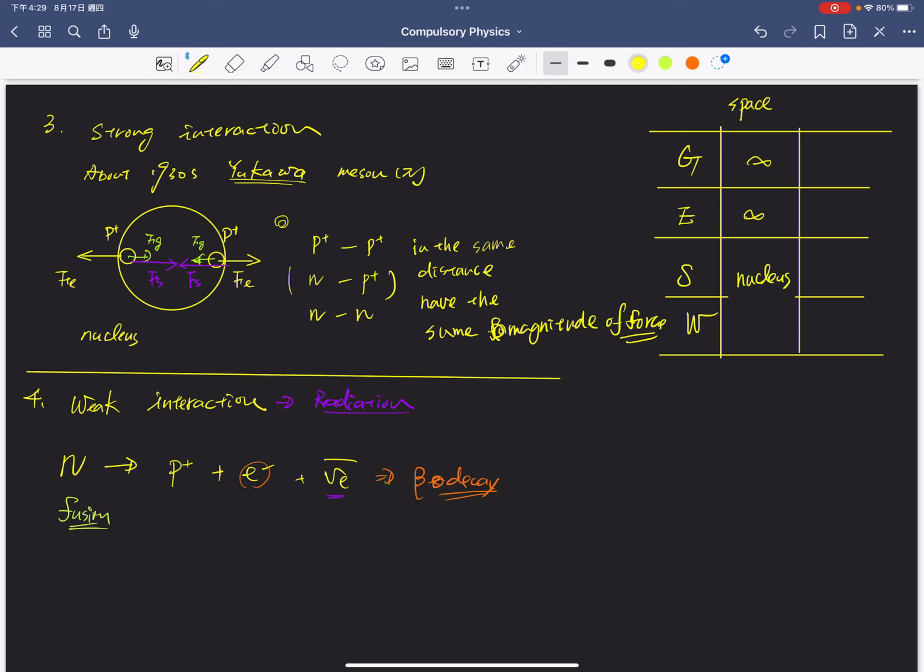Finally, we talk about the magnitude of the force. The strong interaction is number one, and the electromagnetic interaction is number two. Maybe you will think the weak interaction is the last one, right? However, the weak interaction is number three, and the last is the gravitational force, number four. So this is the order of magnitude. Okay, so this is great.